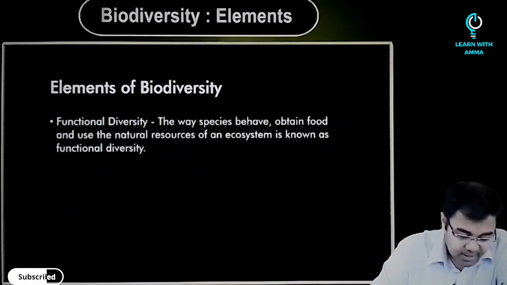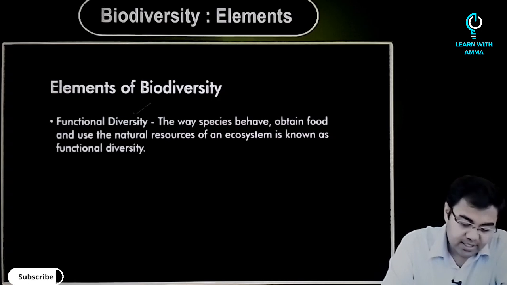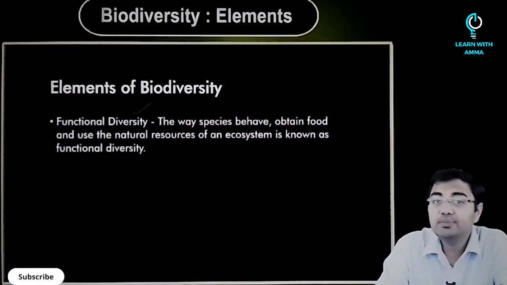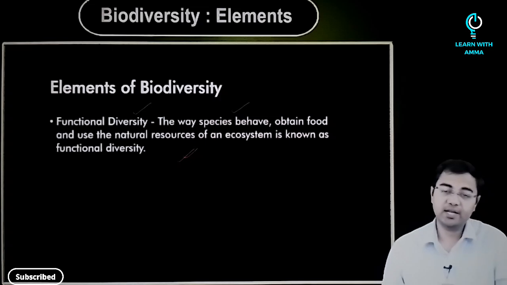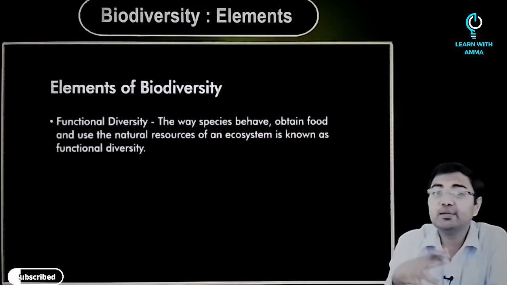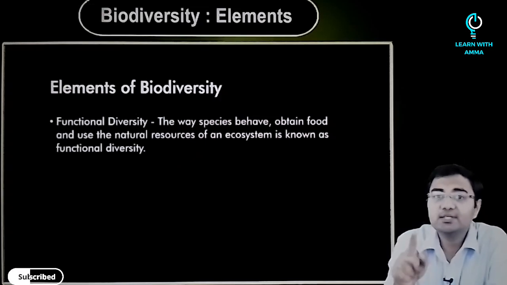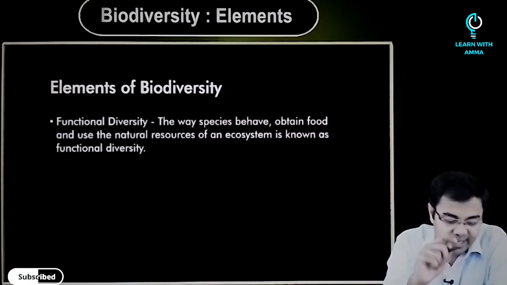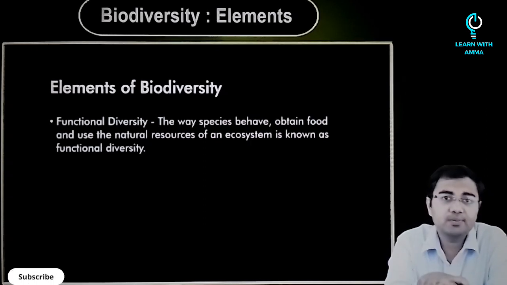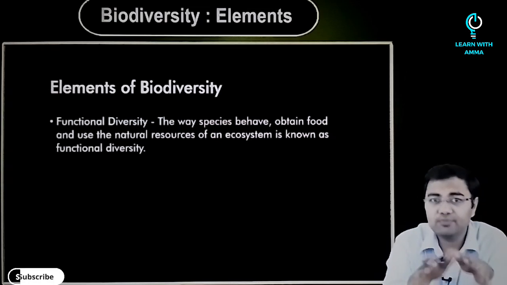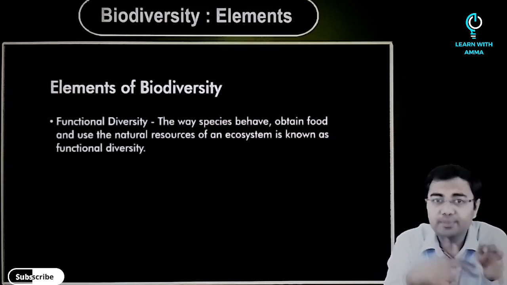Now then comes another term, which is functional diversity. So what is the meaning of functional diversity? The way species behave, obtain food and use the natural resources of an ecosystem is known as functional diversity. Now, as we discuss elements of biodiversity, there is another term that becomes very important for you, and that is functional diversity. Often this term is not used much. You'll only find a mention somewhere or the other, but still you should know the meaning of it.